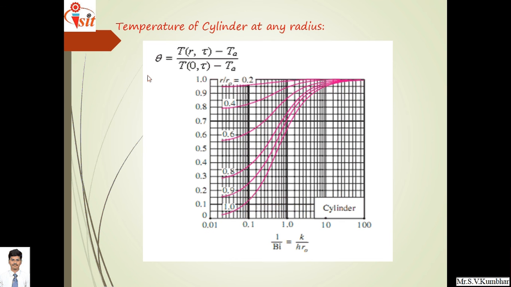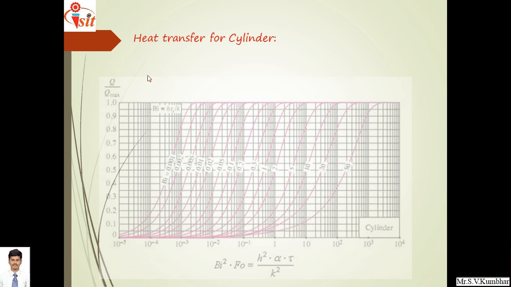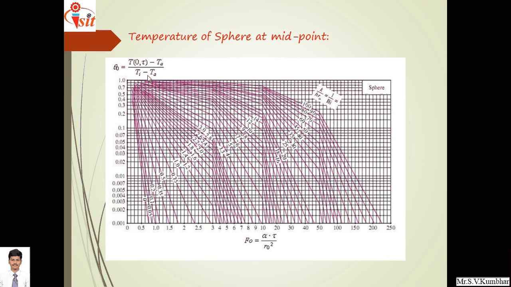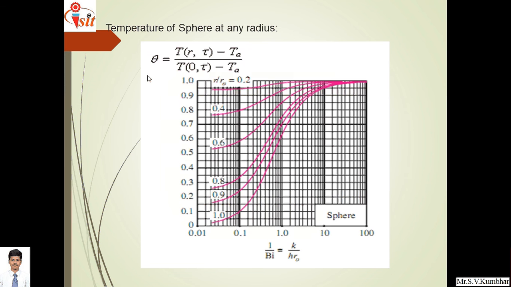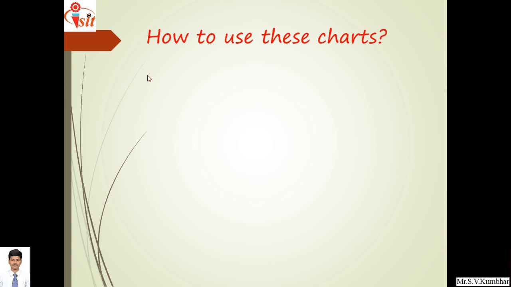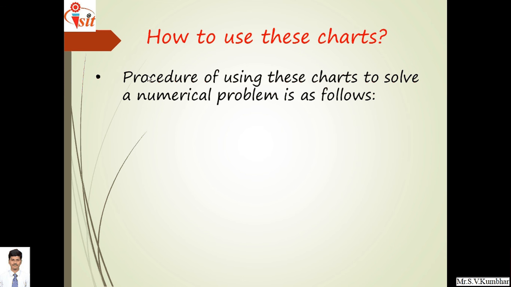Here is the position correction chart for the cylinder, and the Q upon Q max chart for the cylinder. Temperature for a sphere at the midpoint. Similarly, the position correction chart and Q upon Q max. Now you have just seen three charts, right? Now how to use these charts while solving numericals? So, the procedure to use these charts to solve numericals.